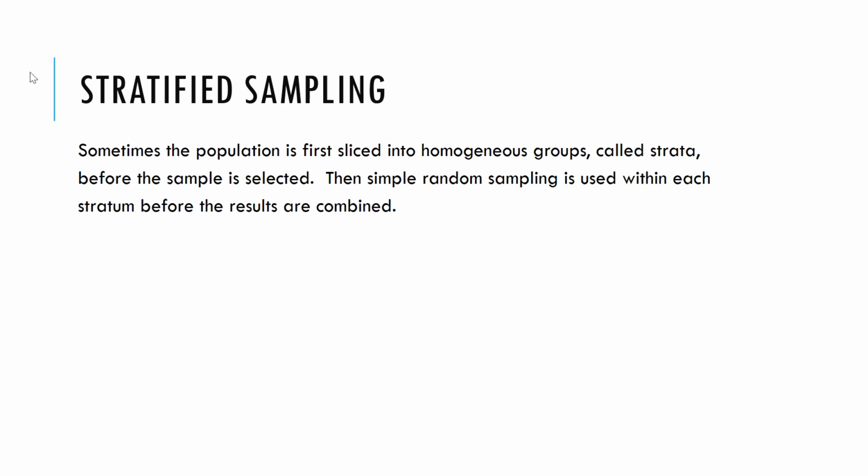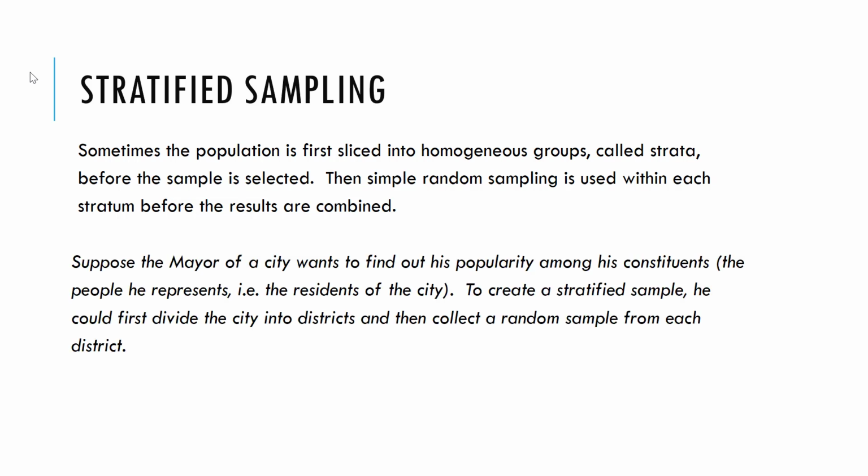Let's look at stratified sampling. Sometimes the population is first sliced into homogeneous groups called strata before a sample is selected. Then simple random sampling is used within each stratum before the results are combined.